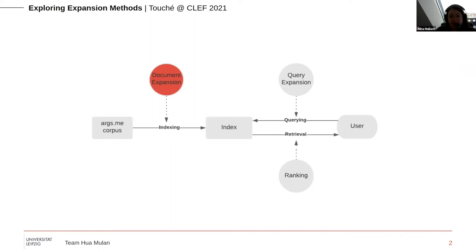And we found that a lot of approaches were concerned with query expansion, with ranking, with finding different or better retrieval models, and none of the approaches so far focused on document expansion. So we decided to take a closer look at it and see if we can find methods that improve retrieval for arguments by expanding the arguments with more information.